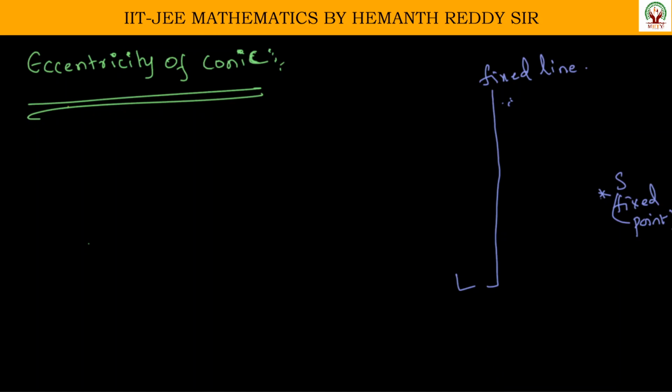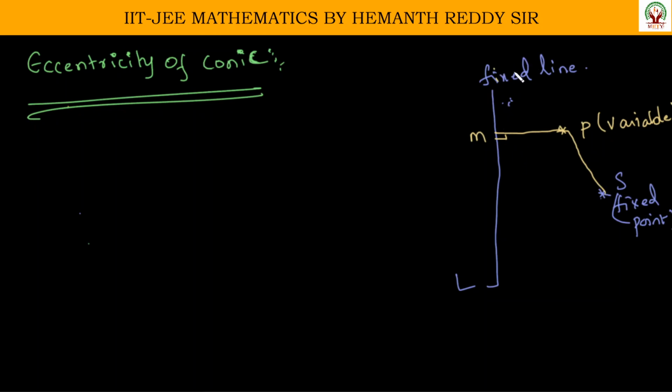Now what I do is that I'll take a variable point. Let's say P is a variable point. It is some arbitrary point I've chosen in this plane. From this variable point, I will drop a perpendicular onto this line. Let's say this is M. Let's say this is S.